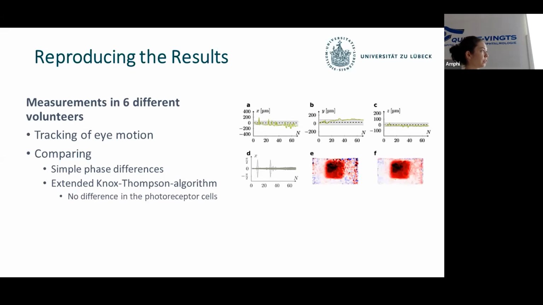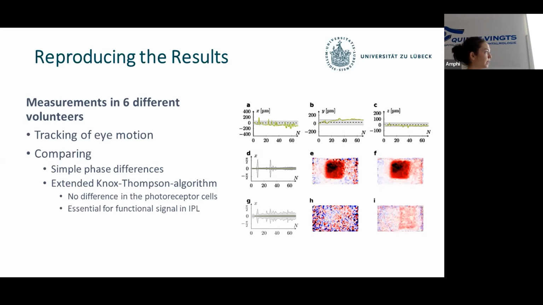We first tested this for the signal in the photoreceptor cells, and as a criterion, we used the phase noise over time. And here we see that we don't have a huge difference between these 2 algorithms. Also the unflashed image, here with the simple phase referencing and here with the extended Knox-Thompson algorithm, basically looked the same after 8 seconds. However, if we look at the functional signal in the inner plexiform layer, we see that right from the beginning we have a significantly higher phase noise using the simple phase referencing, while the extended Knox-Thompson algorithm provides us with a very low phase noise over the whole measurement time. And if we look at the on-path image, we see that we can no longer identify the functional signal with the simple phase referencing, which is why for the further investigation, we only used the Knox-Thompson algorithm.